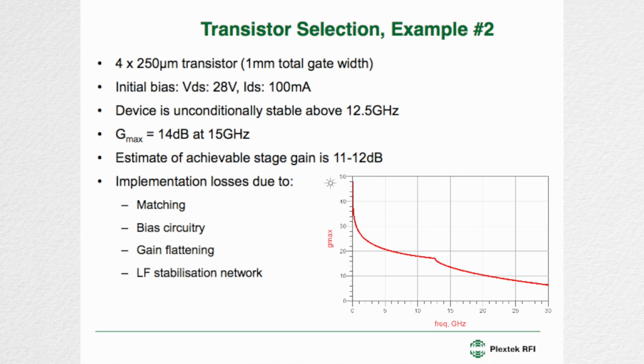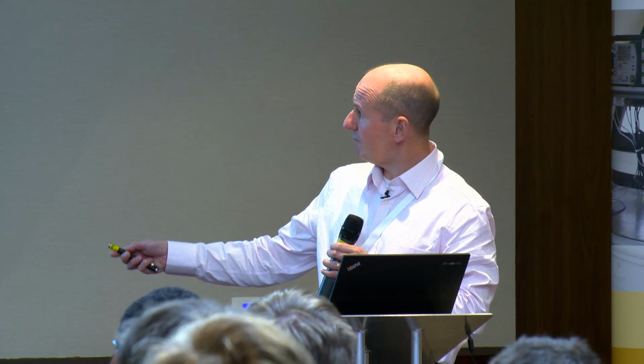We have a Gmax of about 14 dB at 15 gigahertz. So we're estimating 11, 12 dB per stage, so we're going to do a 2-stage design. The reason we don't achieve the 14 dB is the implementation losses: the matching, the biasing circuitry, gain flattening, which we're going to do interstage, and low frequency stabilization to make sure that this massive amount of gain you've got at low frequencies doesn't cause us any problems.